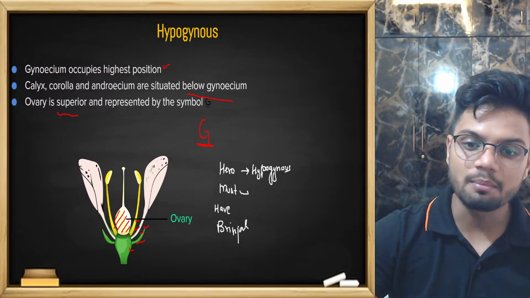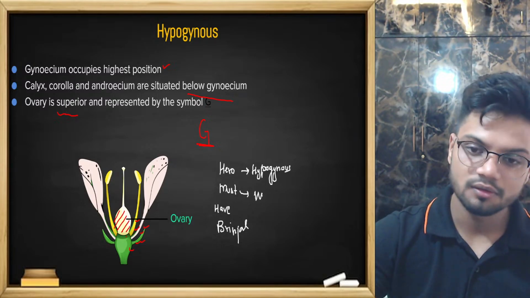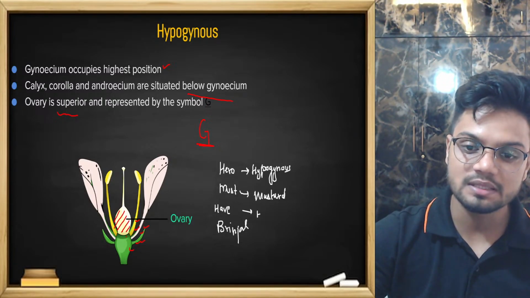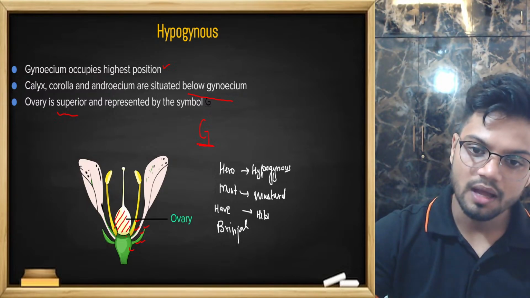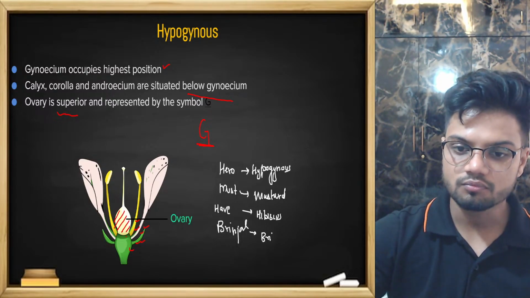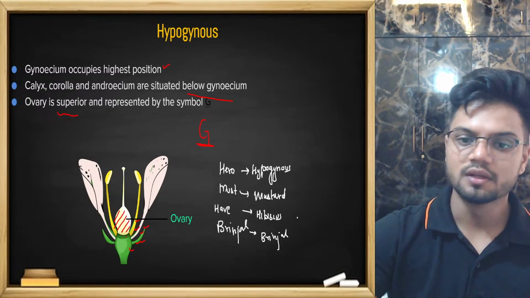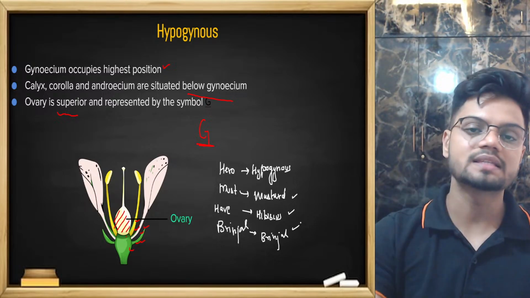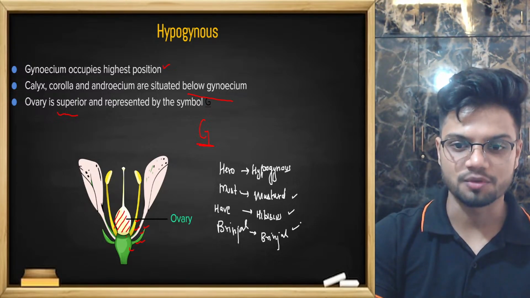Hypogynous. What is M? M stands for mustard. What is H? H stands for hibiscus. Now, what is brinjal? Brinjal stands for brinjal. Clear? So mustard, hibiscus, and brinjal are three different examples for hypogynous condition.